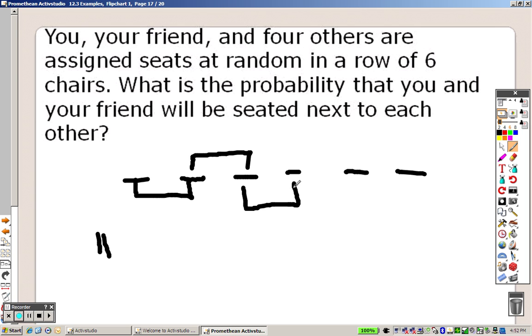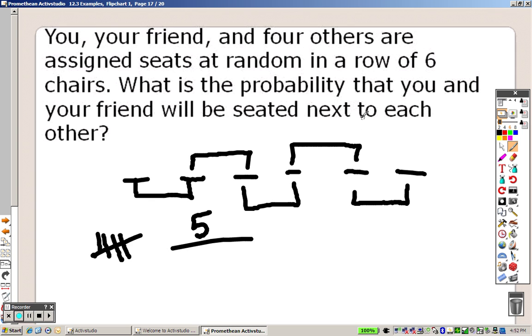You could sit there. That's another option. You guys could sit there. That's another option. And you guys can sit there. And there's another option. So it's 5 options. Other than that, I can't have someone sit there and then him sit there because there's someone in the middle of them. So there's 5 options of them sitting beside each other.